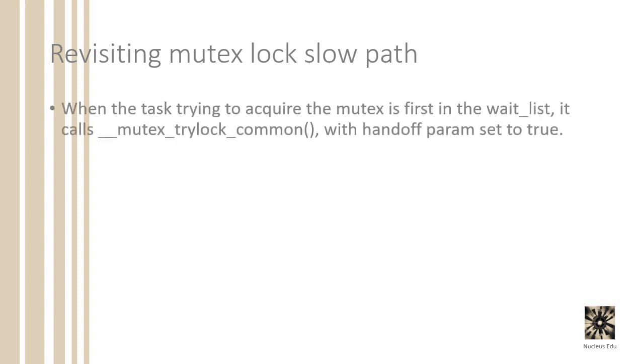Now we'll move back a little bit to revisit the mutex lock slow path to understand what happened here. Now we know a bit of the code from the unlock slow path, so it would make more sense to us, hence we're revisiting here. Just to recall, when the task was trying to acquire the mutex in the wait list, it calls mutex_try_lock_common with the handoff param set to true. Right, we've discussed this. I'm just trying to reiterate here so it comes to everyone's mind.